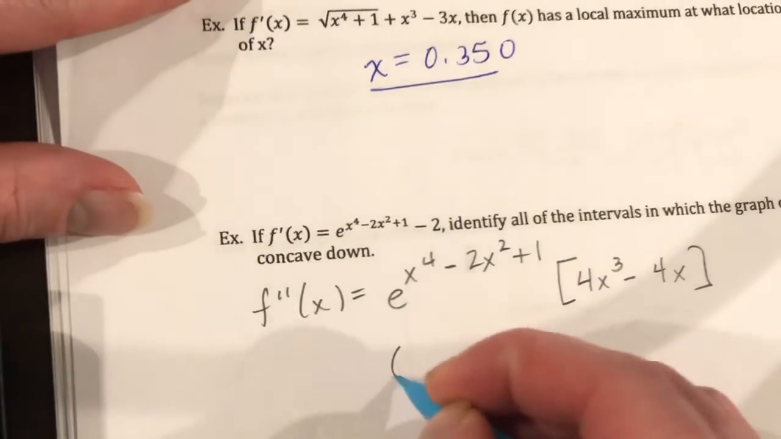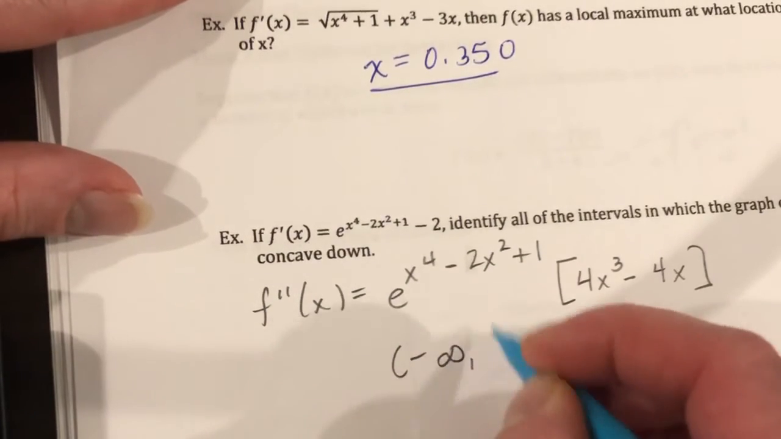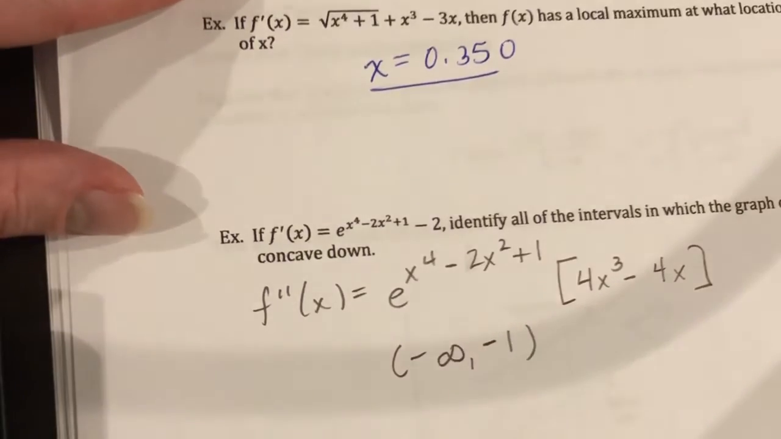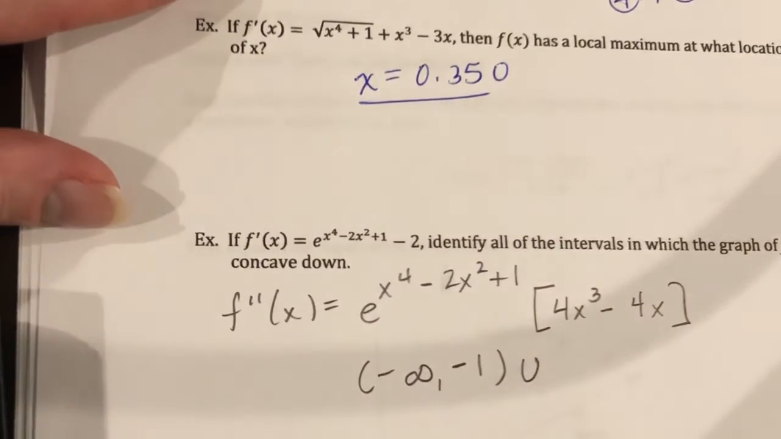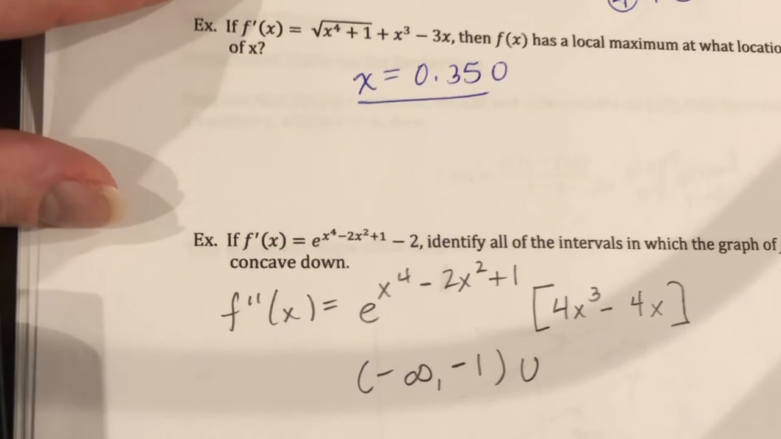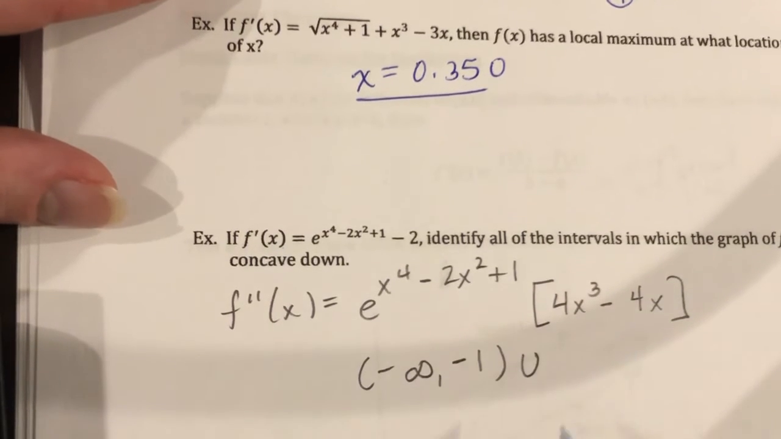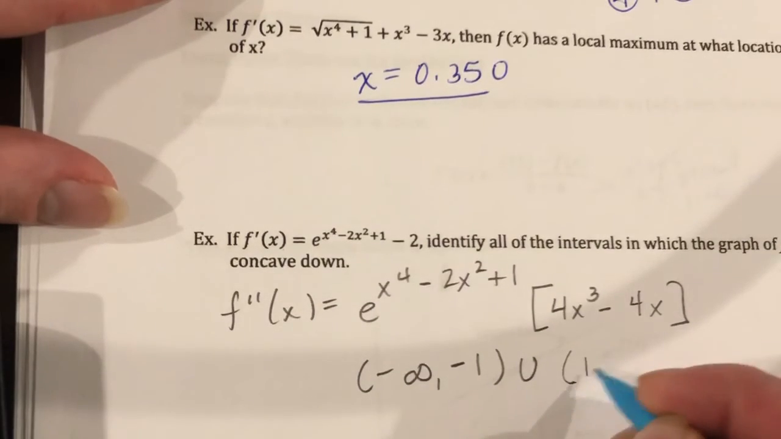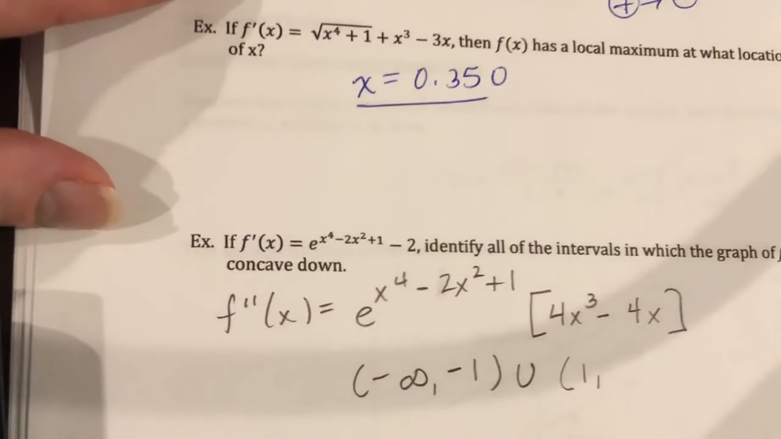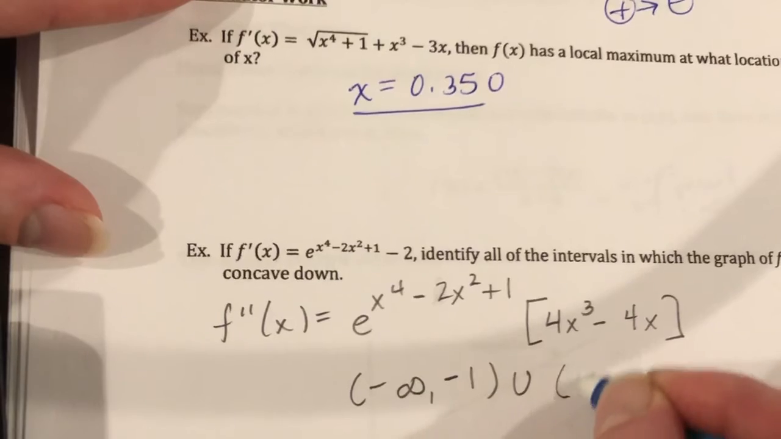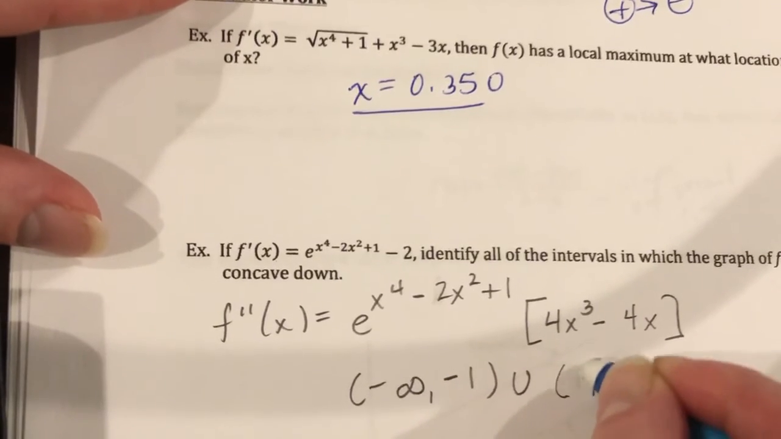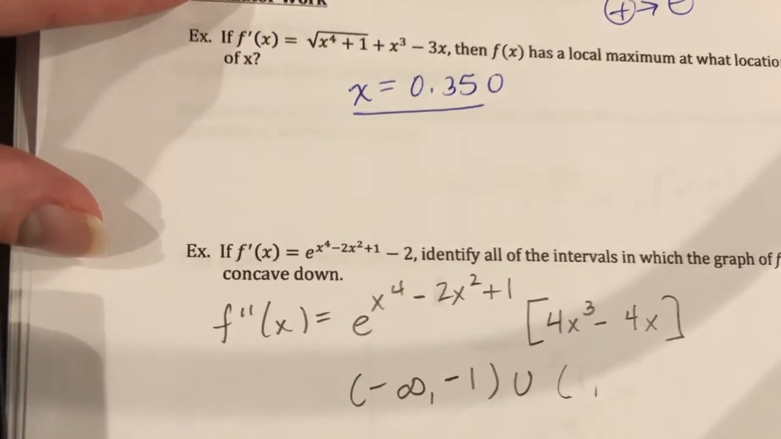So it's going to be negative infinity to negative 1, in union with, it looks like, 0 to 1. Oops, sorry, I messed up. We're looking for concave down, so 0 to 1. Yeah, 0 to 1.